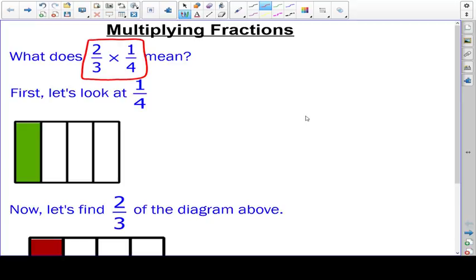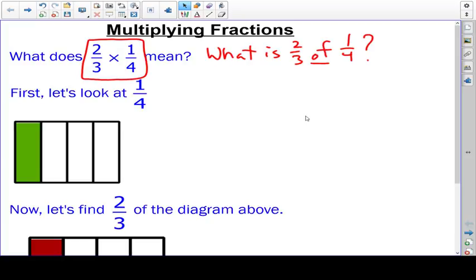What does that mean? Well, what that really is asking is, what is 2/3 of a quarter? That's what that means. When we see the words of, or the word of, in math, that means we're going to multiply. So first, let's take a look at what a quarter is.